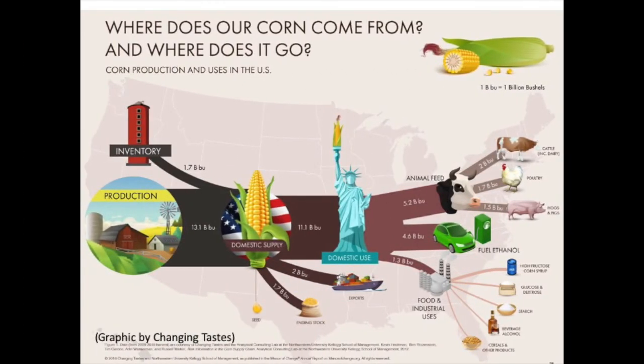Let's just look at corn. This is a Sankey diagram of the flow of corn, where it goes in the United States. You see most of it comes from production, from the farm. Some of it comes from inventory. A little bit of that is exported or put back into seed source and inventory. But most of it goes over there in the right-hand corner, to animal feed, to cattle, poultry, and pigs, right? Another big hunk of it goes to our gas tanks.